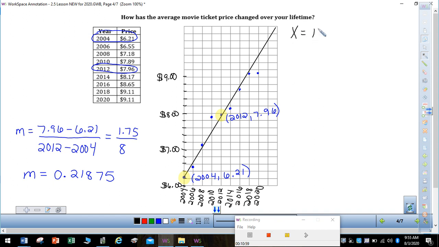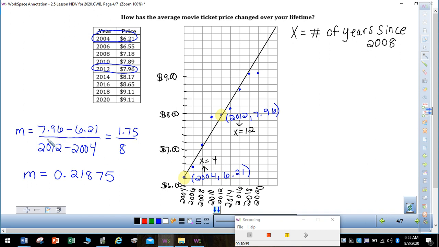Converting the x values to have them represent something simpler, like x represents the number of years since the year 2000. So instead of using 2012 for this x value, let's use 12. And for this one, instead of using 2004, let's use 4.